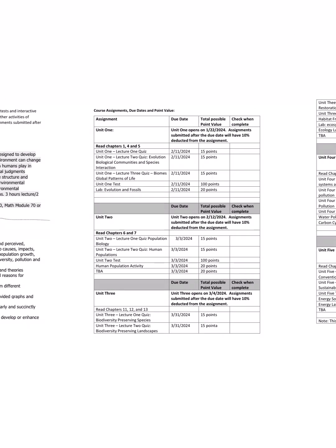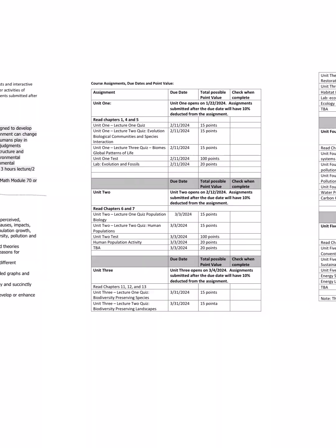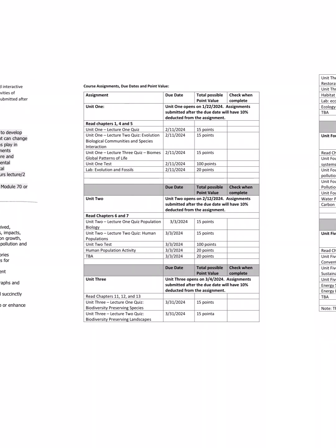Now let's take a look at the course assignments and due dates. There are 5 units for the course, and I'll just go over one unit because they're set up the same for all of them. So if you look at Unit 1, that's this right here. There, I indicate which chapters are associated with that unit. So it's chapters 1, 4, and 5.